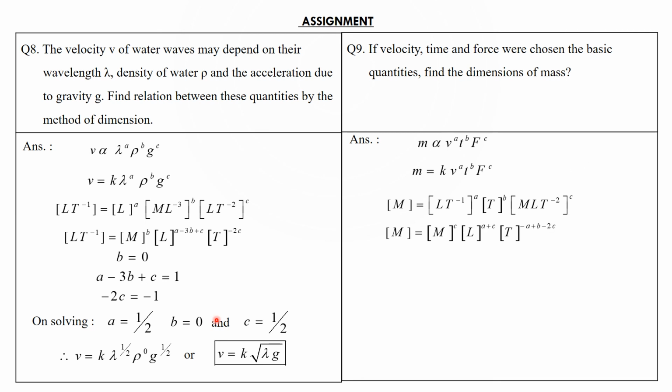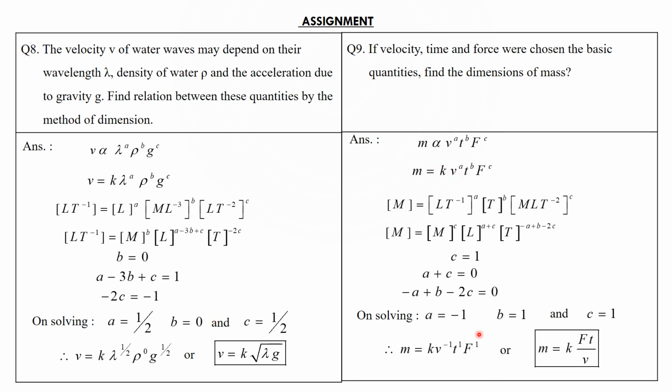Then we will separate. So what we can say, C is equal to 1 on comparing LHS and RHS base power. So A plus C is equal to 0 and minus A plus B minus 2C equal to 0. On solving, we get A equal to minus 1, B equal to 1 and C equal to 1. We put these values in this equation and we get M is equal to K F T upon V.